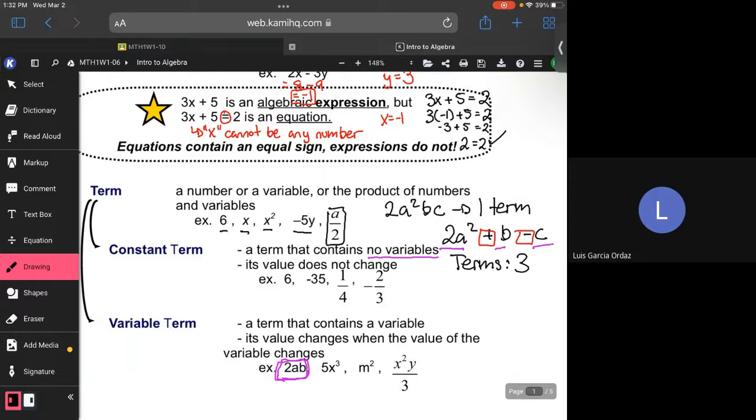Okay, same with 5x cubed. It has a coefficient and a variable, but when they're combined together, that means one term. When a constant and a variable are together, it's basically another way of saying multiplication. Two times a times b.